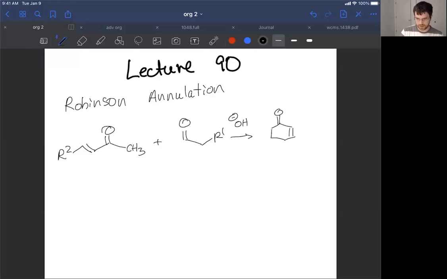We're going to have an alpha beta unsaturated carbonyl. We have R1 over here now and R2 over here. So quite the transformation that occurs here. We're going to form a ring, get back our site of unsaturation, but the original one is long gone, seemingly. Okay. So what's happening here?